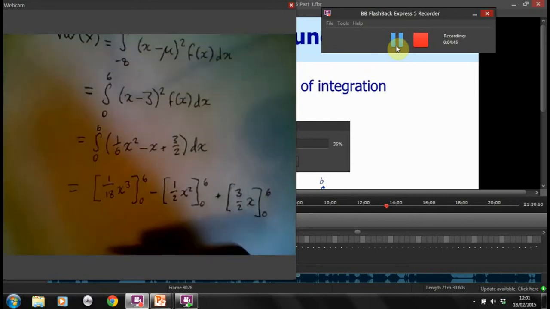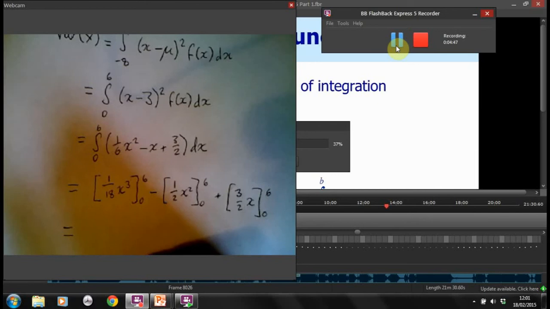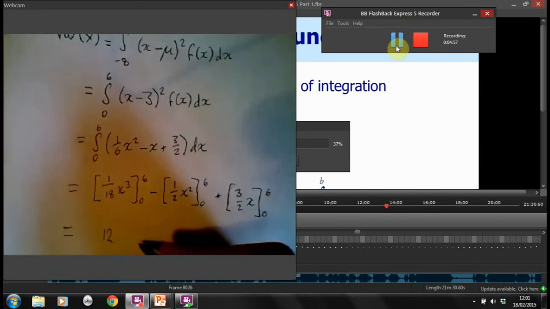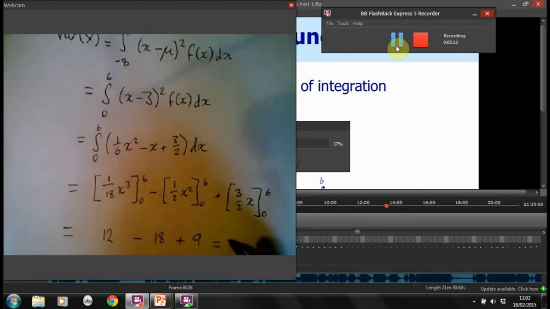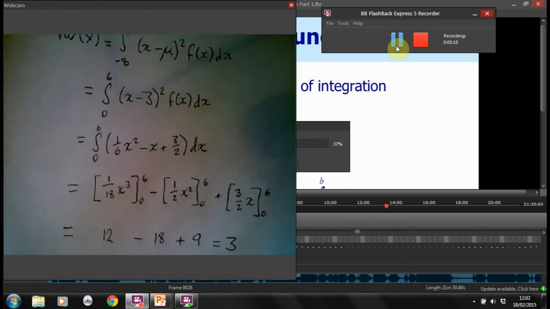And I think you can see that if you work out what that is, what's 6 cubed? 216. So we've got 216 divided by 18, which is 12. The 0 cancels out, so we don't have to worry about that. Take away, we've got 18 in there, 36 divided by 2, and then plus 9 there, which turns out to be 3 as well. So the variance of x is also equal to 3.